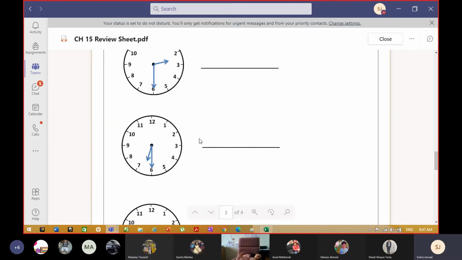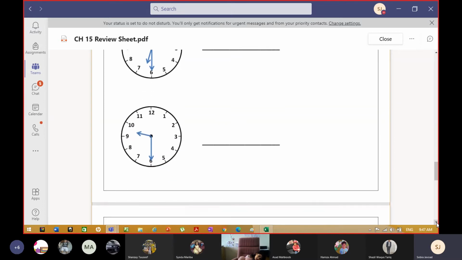Idris Faisal is present today. Okay. What is the time, beta, here on this clock, Idris Faisal? 6:30. See, the short hand moves from here because half an hour has passed, and it's now between 6 and 7, the short hand. And the long hand is on 6 now. So 6:30. All right, what is the time here now?